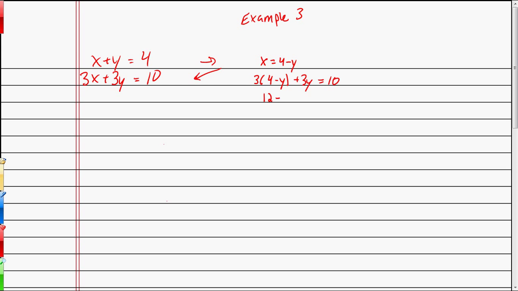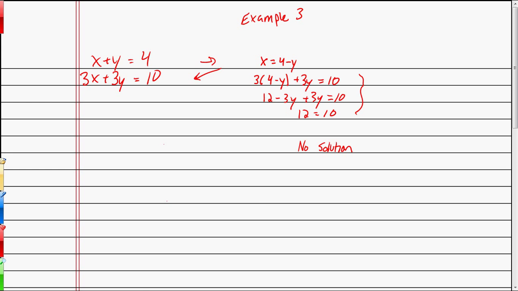So I get 12 minus 3y plus 3y equals 10. Again, my y's disappear and I get 12 equals 10. So this equation says, for what value of y will 12 equal 10? Well, no value of y. There's no value of y that's going to make that work. So in this case, we have no solution, right? No solution.